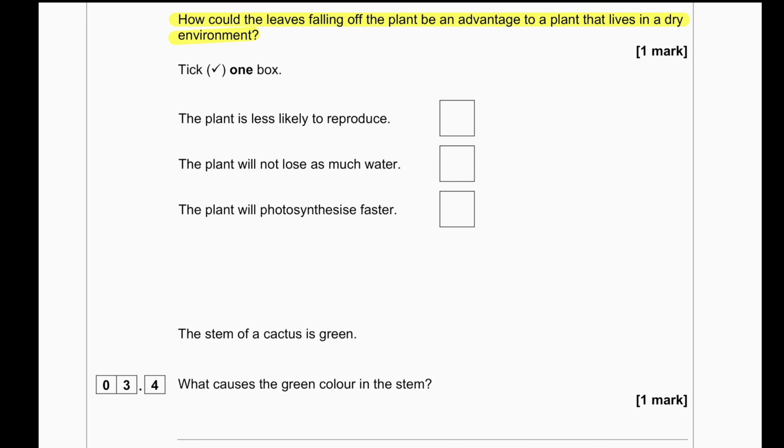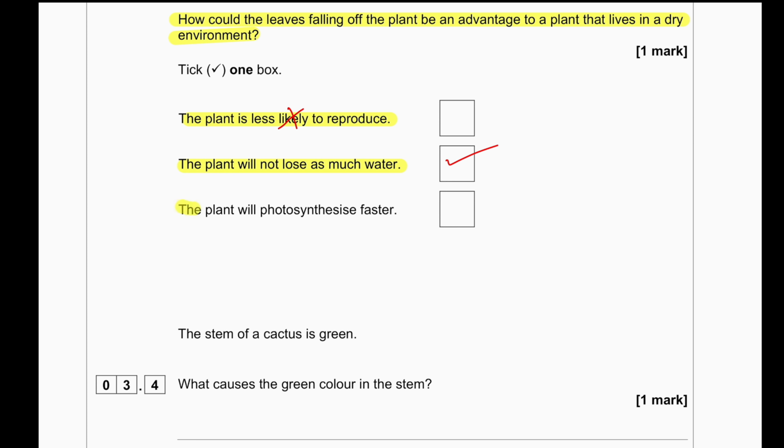So let's see the points. The plant is less likely to reproduce. Well, the leaves are not a reproductive organ, so we can just cancel it. The plant will not lose as much water. That is correct. Leaves provide a very large surface area. So when the leaves fall off, the large surface area goes away and the plant will not easily dry.